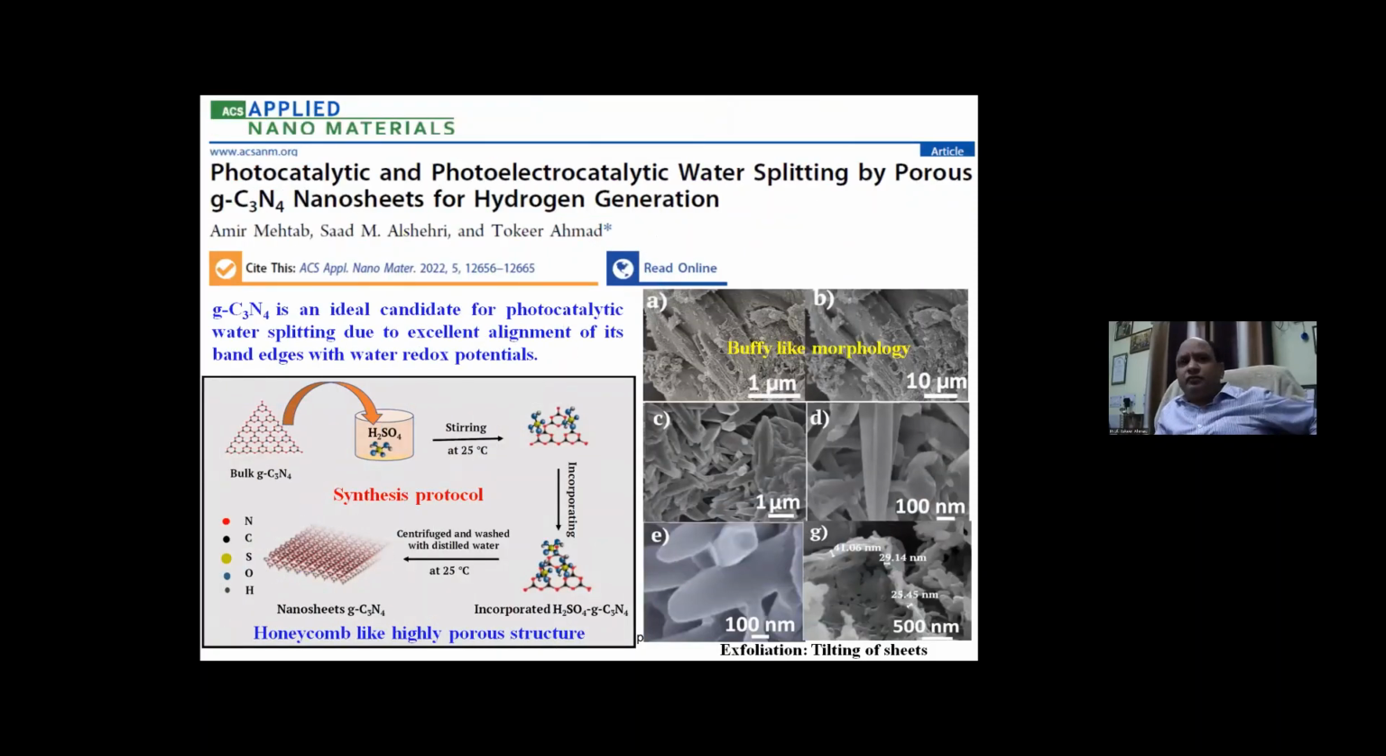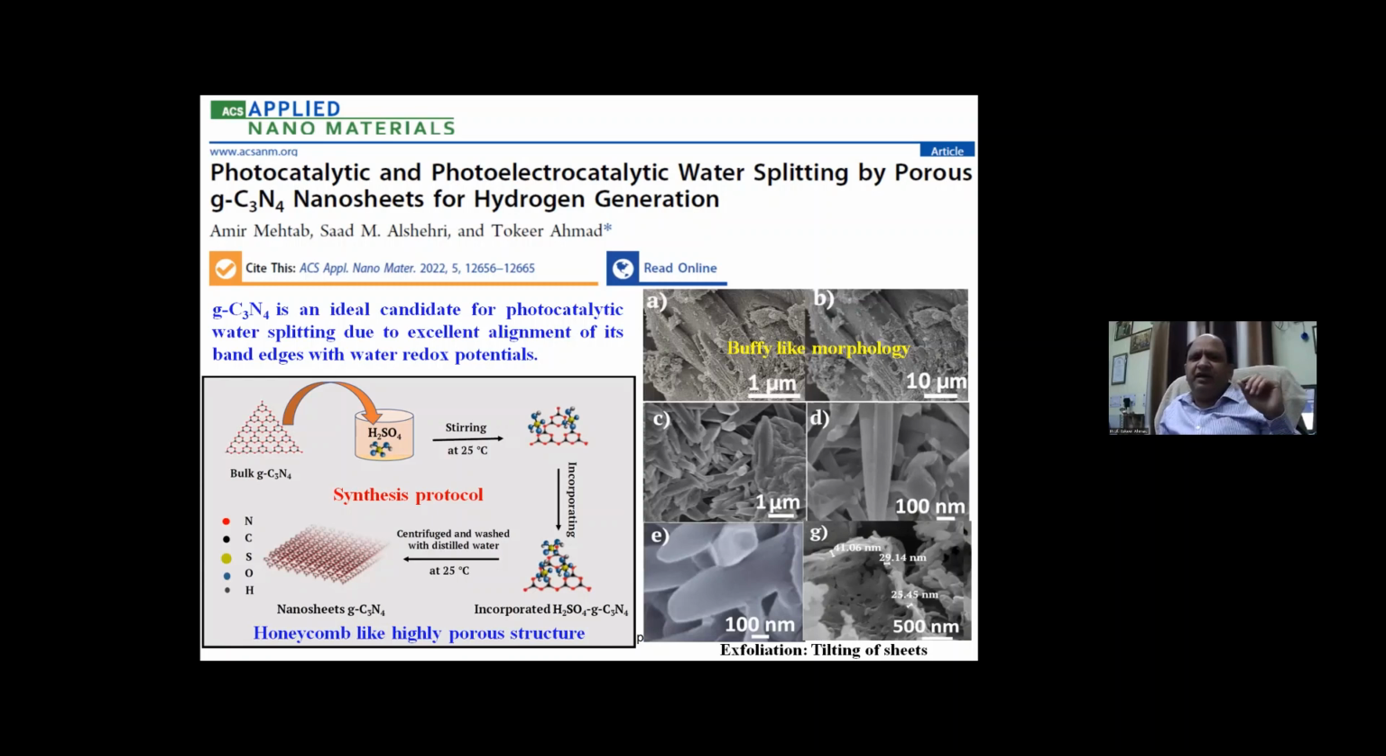We have designed, for this reaction, very beautiful graphitic carbon nitride nanosheets, and we have published this paper in ACS Applied Nanomaterials. We generated hydrogen by photocatalysis and photoelectrocatalysis. Graphitic carbon nitride can be considered an ideal candidate for photocatalysis due to excellent alignment of its band edge with the water redox potential. We prepared these nanosheets by annealing melamine at around 520 degrees centigrade. Then bulk graphitic carbon nitride is obtained, and this bulk graphitic carbon nitride is exfoliated with either HCl or sulfuric acid.